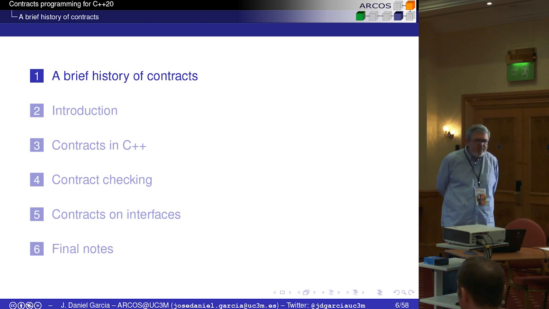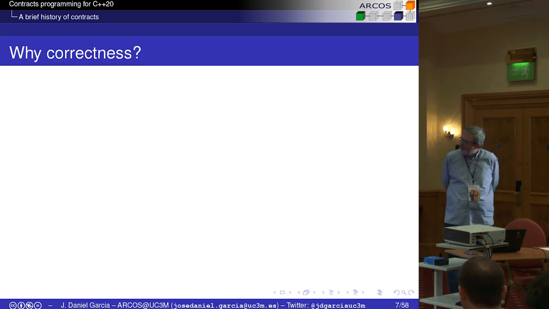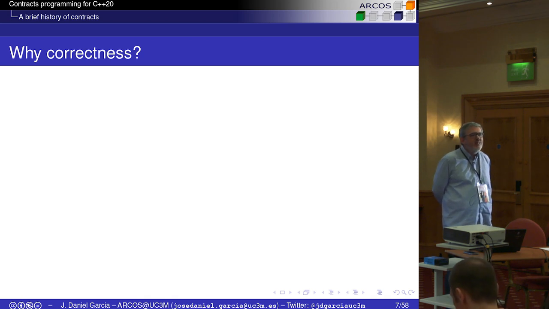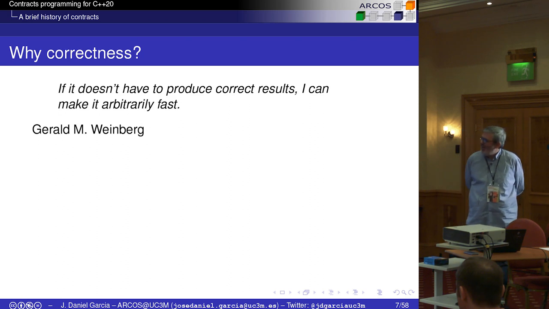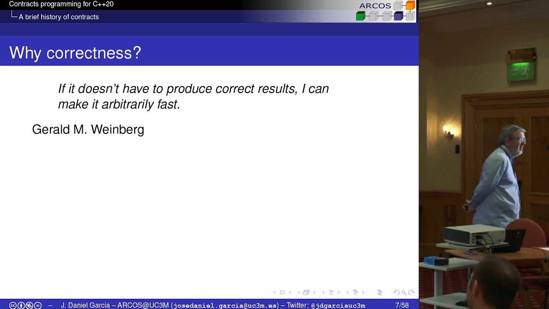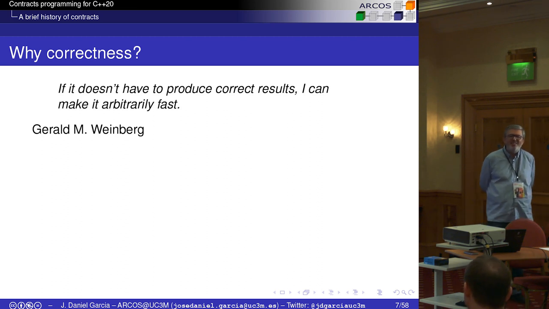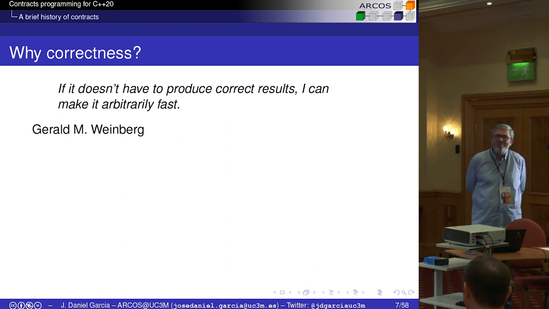So let me start with a very brief history about contract programming. So first question is, what's correctness? Well, I like a lot this quote: if it doesn't have to produce the correct results, I can make it arbitrarily fast. So this is why I started thinking about correctness, because I was so focused on making it fast that at some point I said, hey, it must be correct too. That's a pity.